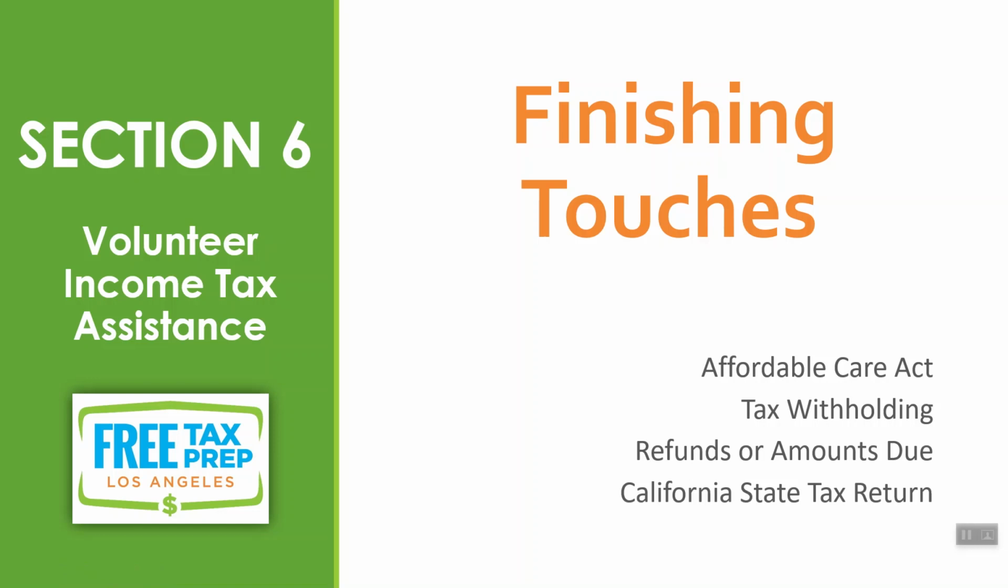And now I'm going to be covering section 6, which is all about finishing touches. Here we'll be talking about the Affordable Care Act as well as any tax withholdings, as well as discussing refunds or amount due and going over the California state tax return briefly. And then we're also just going to be finishing out the tax return.